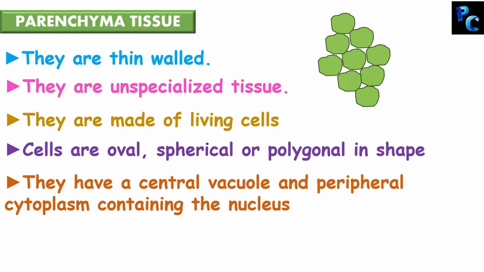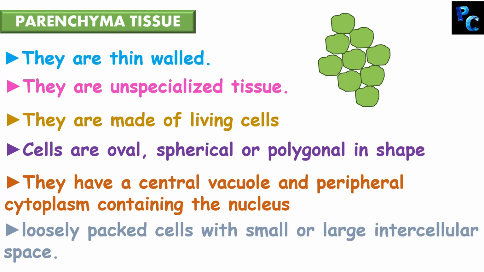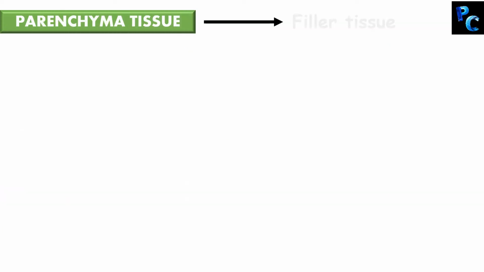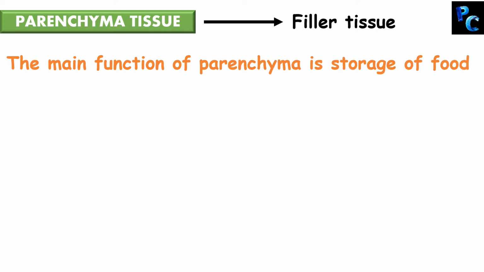Do you remember? Meristematic tissues do not have vacuoles, but permanent tissue Parenchyma has vacuoles. The cells of Parenchyma are loosely packed with small or large intercellular space. Do you remember what is intercellular space? Write me in the comment. It is the space between cells. Parenchyma is also called filler tissue because it forms the basic packing of the plant body. That is, it fills the part between specialized tissue. It is the most abundant tissue in the plants. The main function of Parenchyma is storage of food.